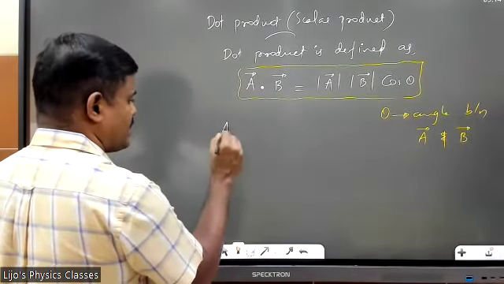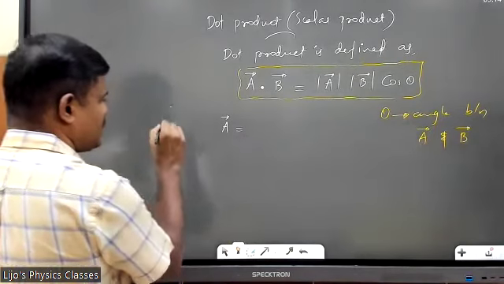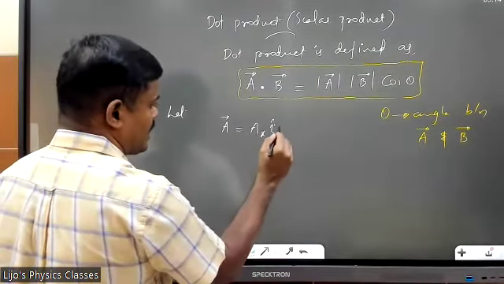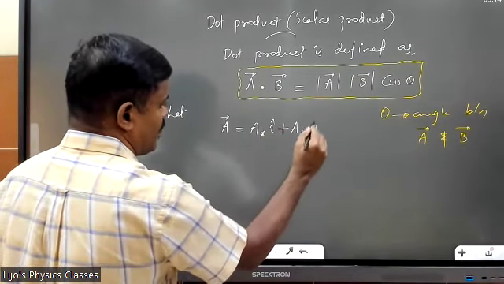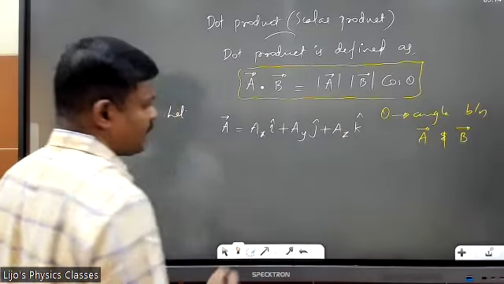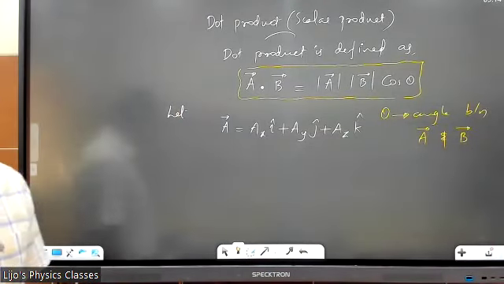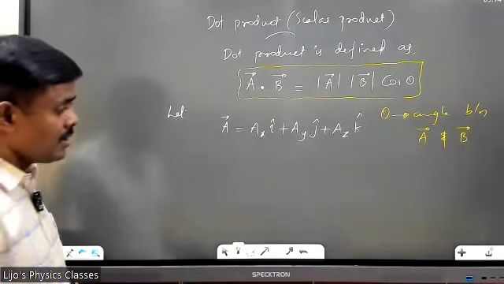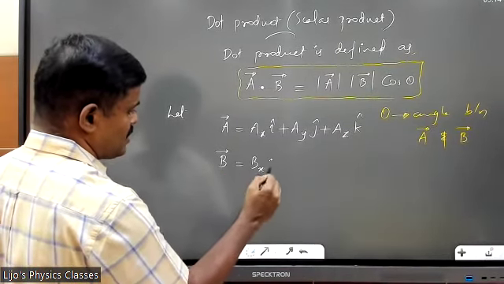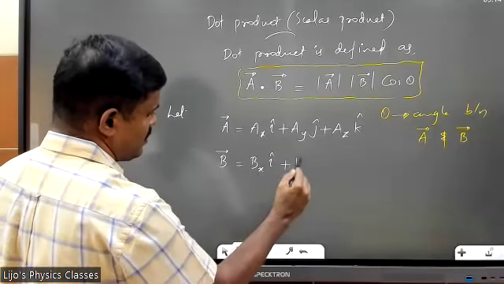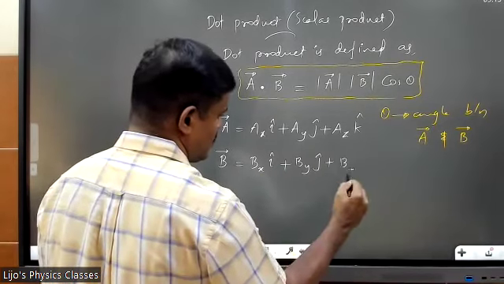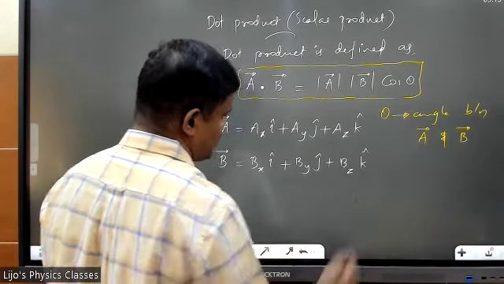So this is what A dot B is equal to: mod A mod B cos theta. Now, how to take it? Just write this. Let A vector be equal to AX I cap plus AY J cap plus AZ K cap. So we got three components, right? AX, AY, AZ. And in a similar way, write B vector. B vector is BX I cap plus BY J cap plus BZ K cap.